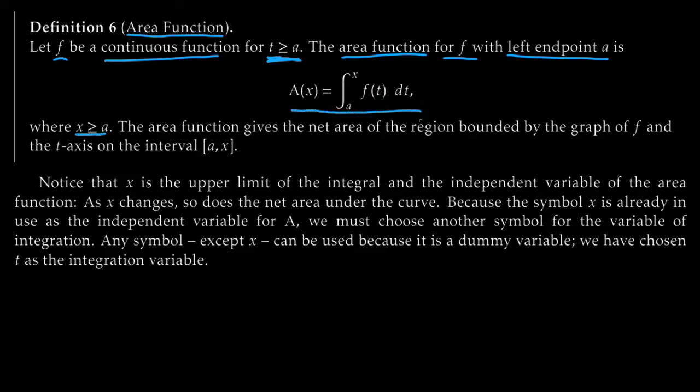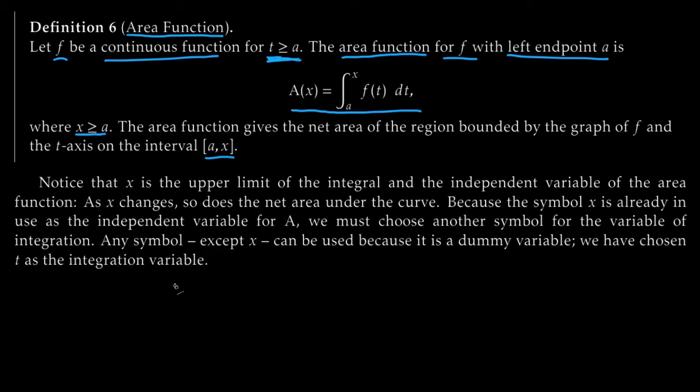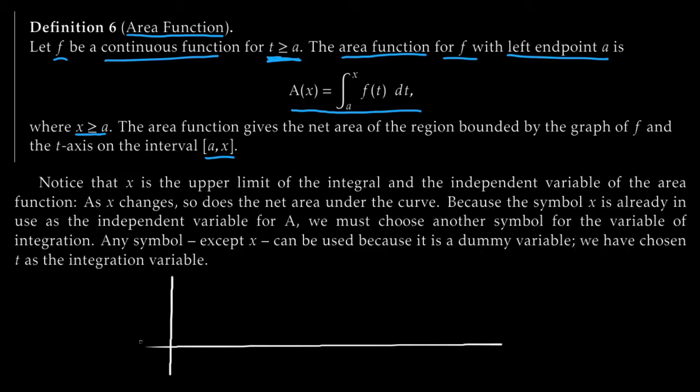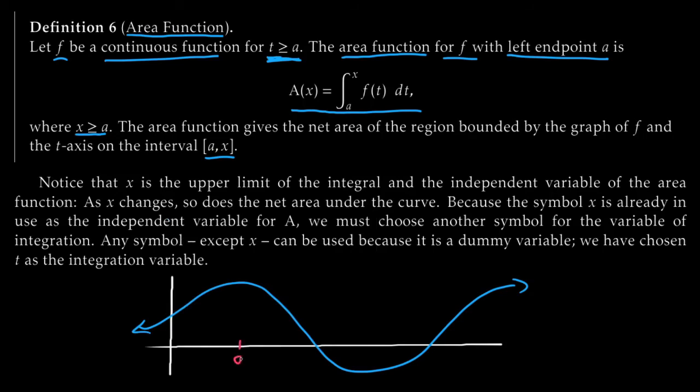So A of x is the area function. And it gives the net area of the region bounded by the graph of f and the t-axis on the interval from a to x. If we want to draw a picture of this and get an idea of what's going on, let's sketch out some function. Let's pick a point and call it a. If I take a, I could trace on up.